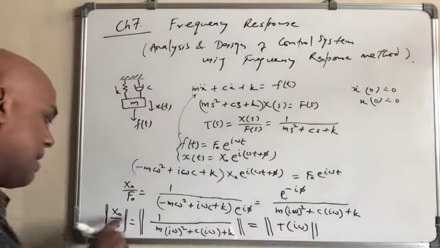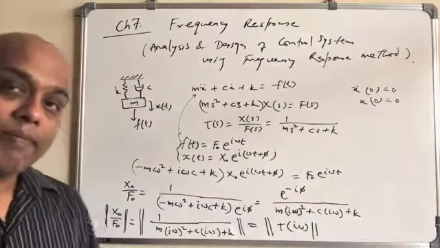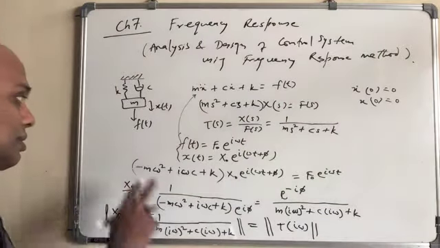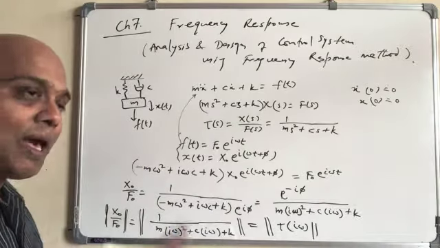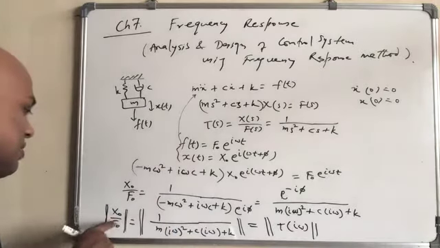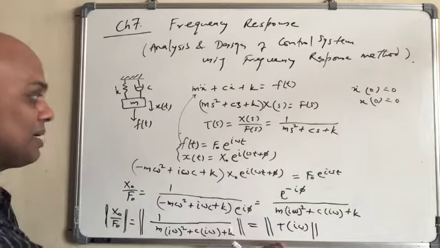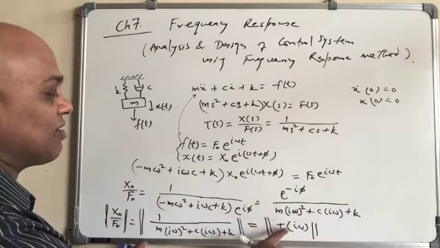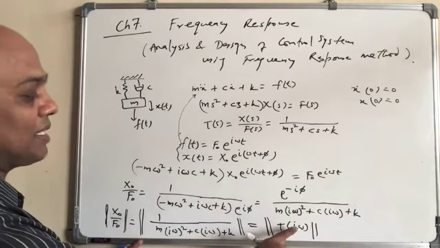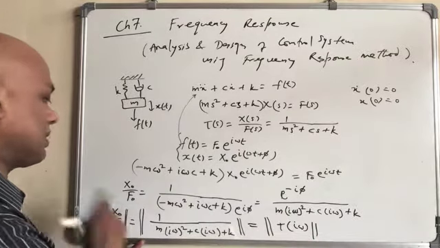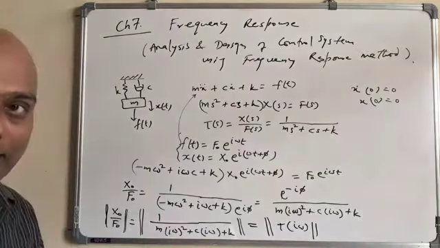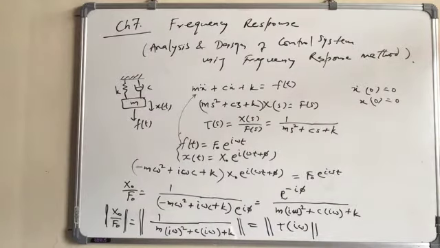You will get the ratio of the amplitudes of the output and input. So x naught over F naught is simply the transfer function with s equal to i omega. You take the magnitude of that, you will get this thing. As simple as that. Okay.